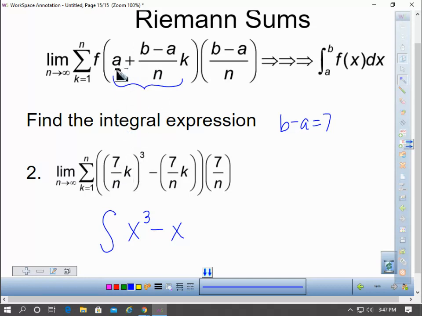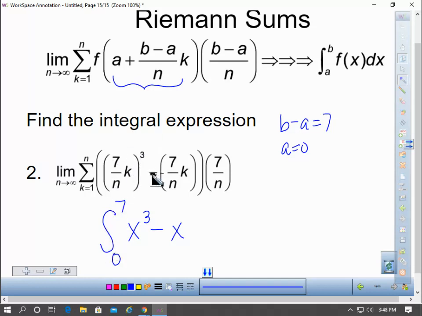Notice this doesn't have anything added to it. There's nothing plus something, right? This is 7 over n k. There's no plus anything with it. 7 over n k, there's no plus something. So that means a has to be 0, because there's nothing added on to these guys. So that means my integration starts with 0. I know b minus a is 7, so that means we're going from 0 to 7.